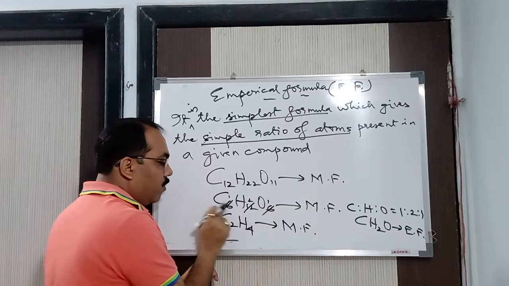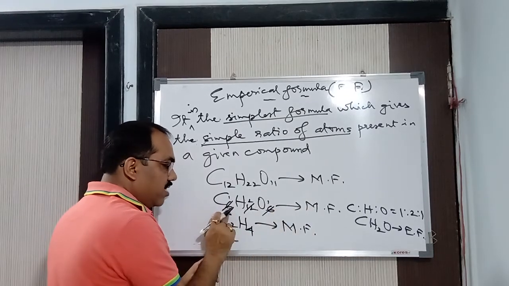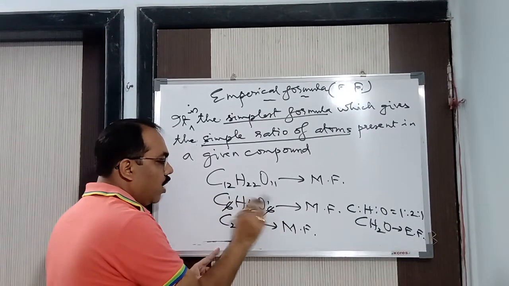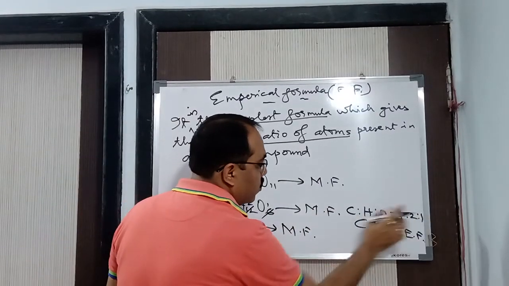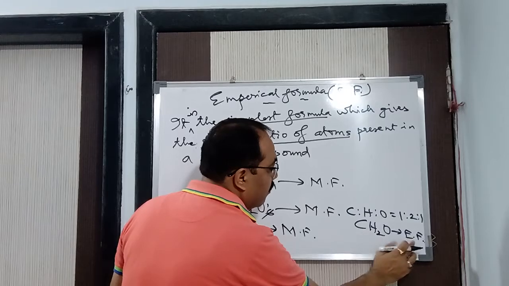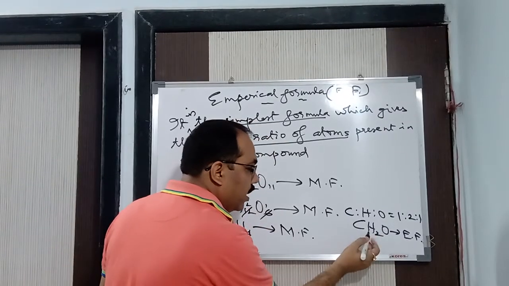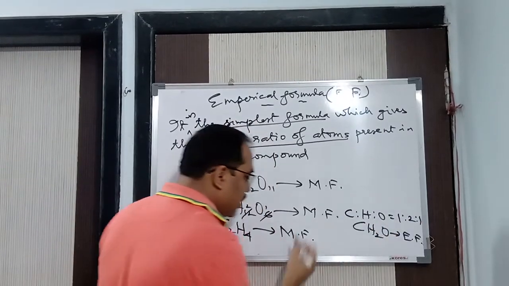Again I repeat, C6H12O6. This was your molecular formula. You divide it by 6. You can divide it. What will you get? 1 to 2 to 1, the ratio you got. The simple ratio. Carbon, hydrogen, oxygen, 1 is to 2 is to 1. Now what is the empirical formula? This is the empirical formula, CH2O. So it gives the simple ratio of atoms present in a given compound.